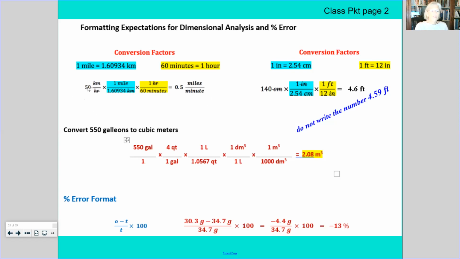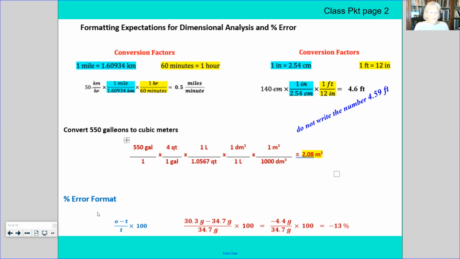Notice how I always have number and unit, and the answer is written in correct sig figs. You might ask yourself, why does this answer have only one sig fig in it? That's a good question, and you should know.